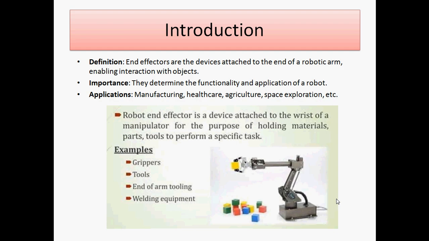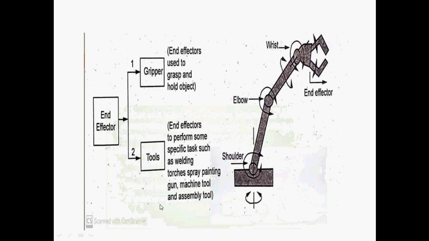and space exploration areas. A robot end effector is a device attached to the wrist of a manipulator for the purpose of holding materials, parts, and tools, and to perform a specific task. An example is a gripper or different tools, like welding equipment or end-of-arm tooling.